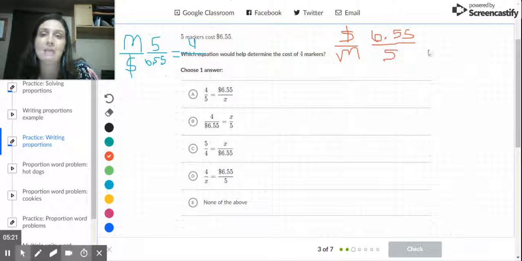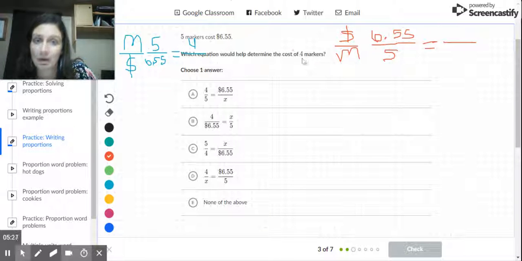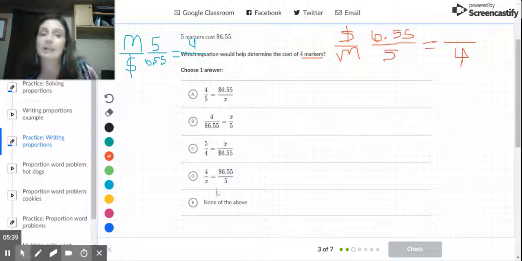Okay. And then my other markers or my question, I know it's going to be equal. And then my 4, what are they? They're 4 markers. So it has to go with the markers. That's why it's going on the bottom for this fraction. But here it went on the top because I had markers up top. Okay. So let's look at our answer choices and find the one that matches what we set up.